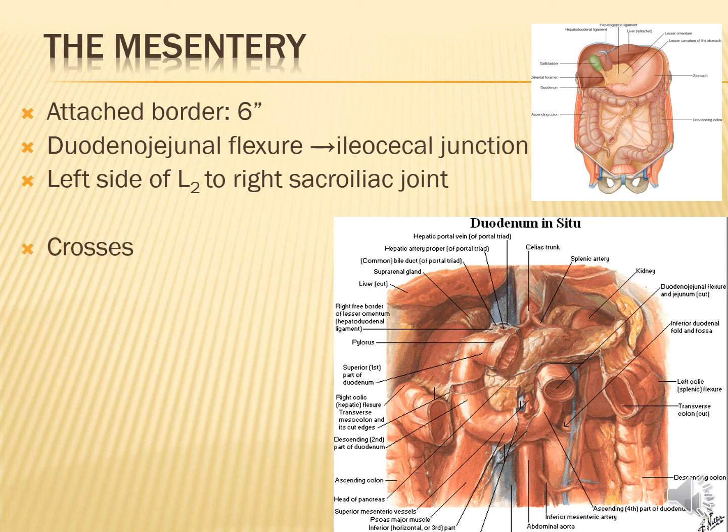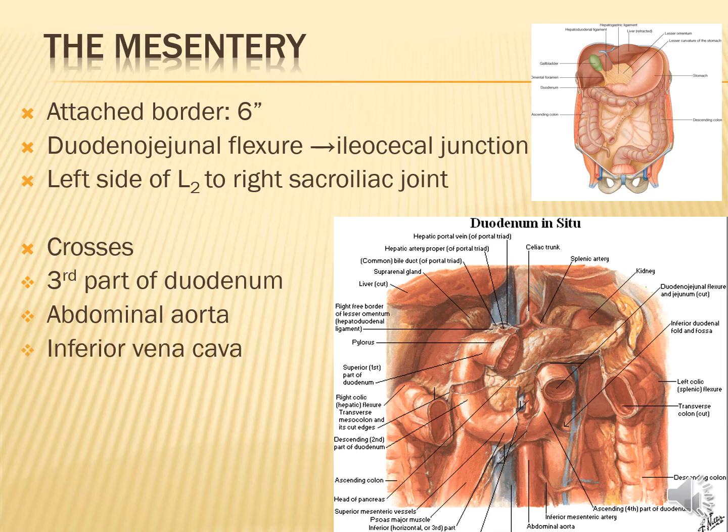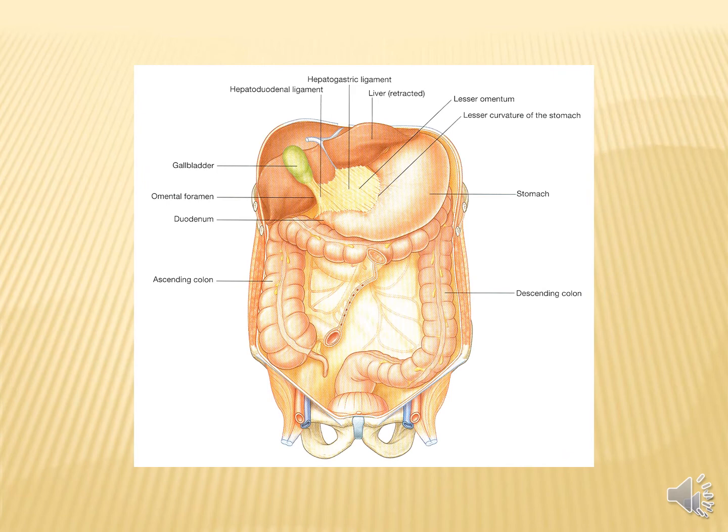When it is going from lumbar vertebra to the right sacroiliac joint, it crosses certain structures, namely the third part of duodenum, as we can see in the diagram. Then we have abdominal aorta, which is lying just posterior to the third part of duodenum, and inferior vena cava, right ureter, right psoas major. So in this diagram we can see the root of mesentery, the dotted structure, how it extends from duodenojejunal flexure to the ileocecal junction.